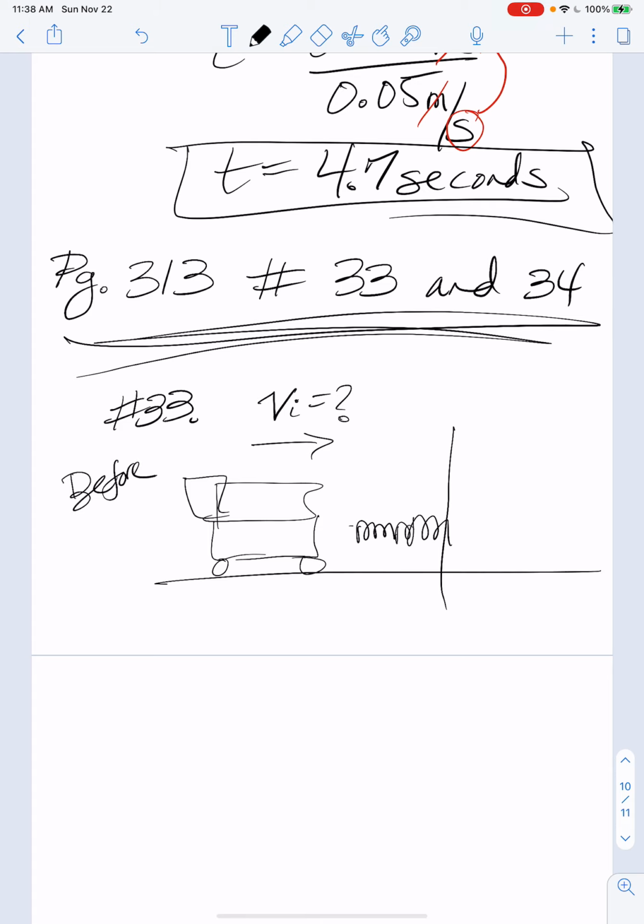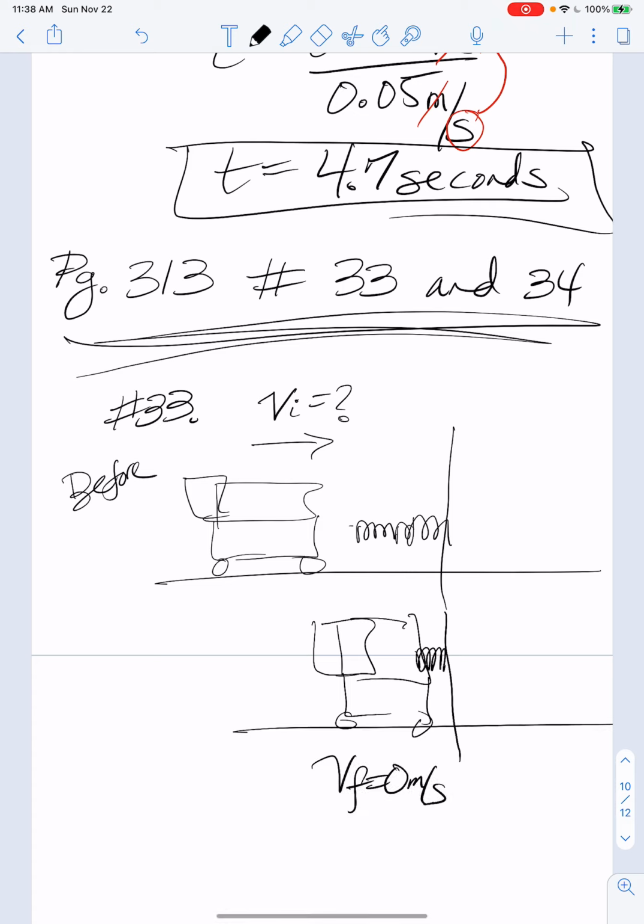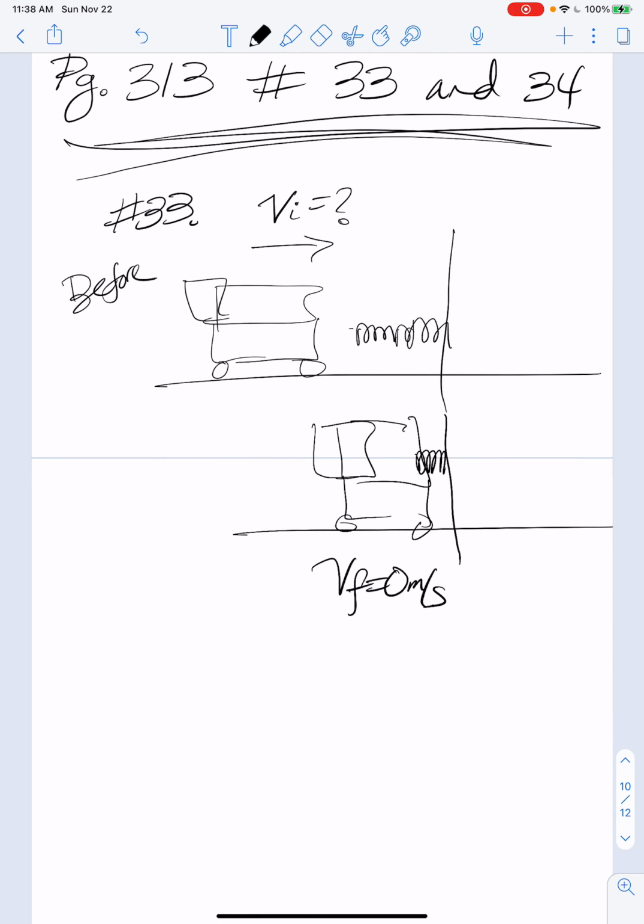And then it's going to stop. Probably draw this a little closer to the wall. So it compresses the spring and stops. So VF is 0. And this is the after. All right, so this is a wall.